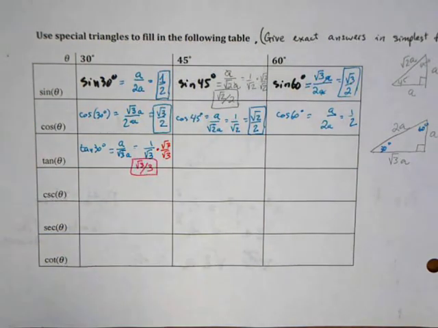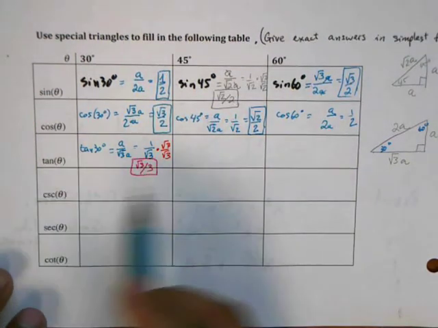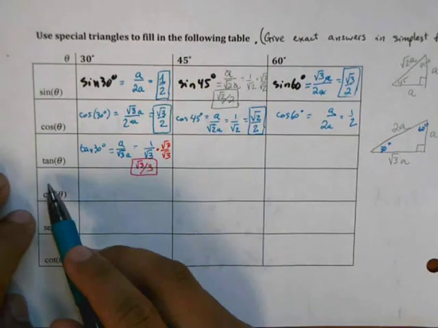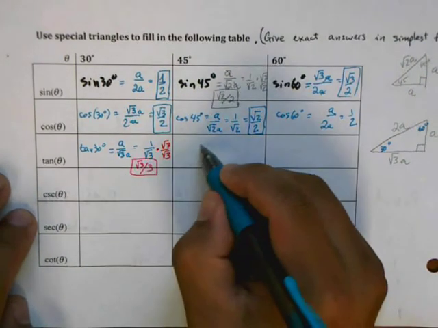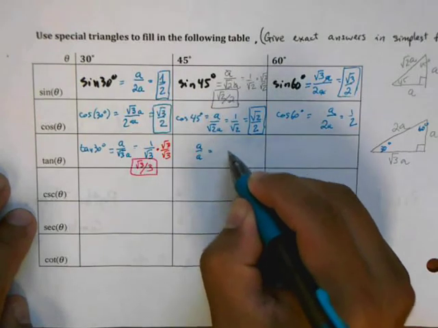Let's continue here. Now I'm not going to rewrite the angle here just because it's a little hard, but tangent of 45 degrees is opposite over adjacent, so that's a over a, which equals 1.